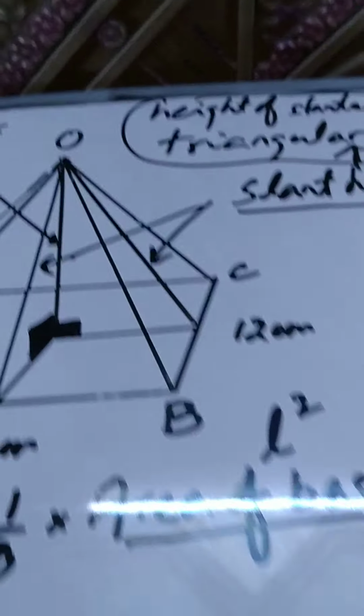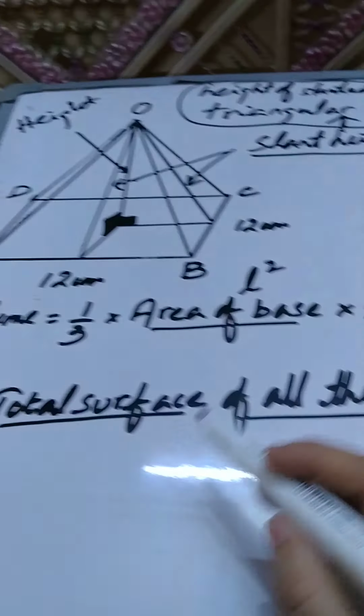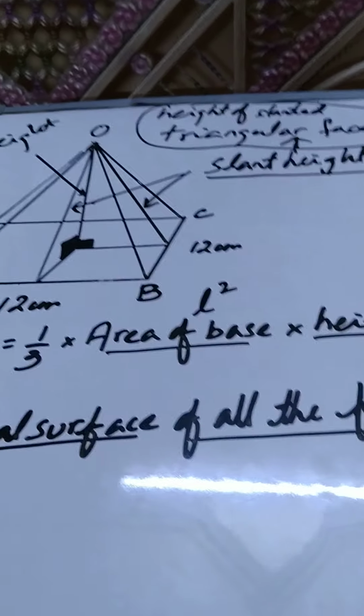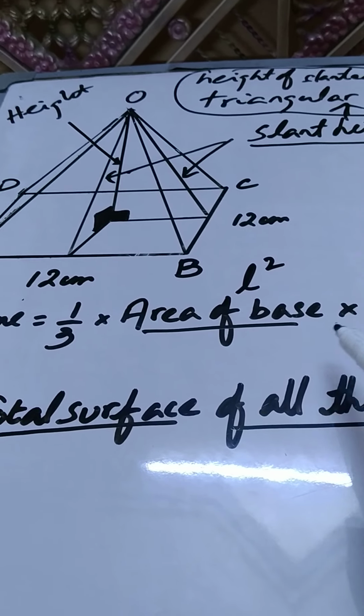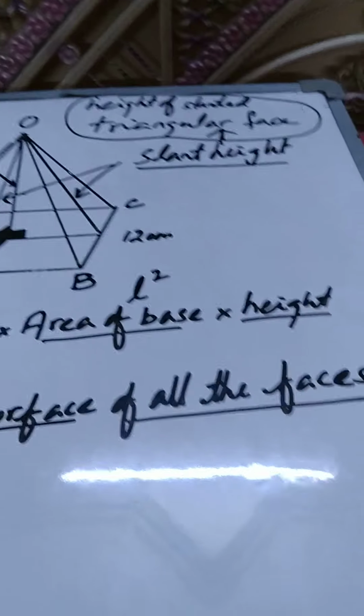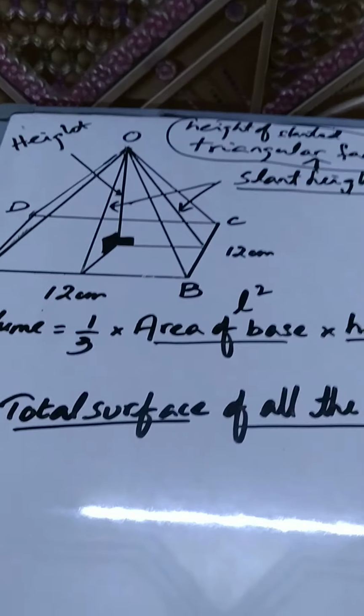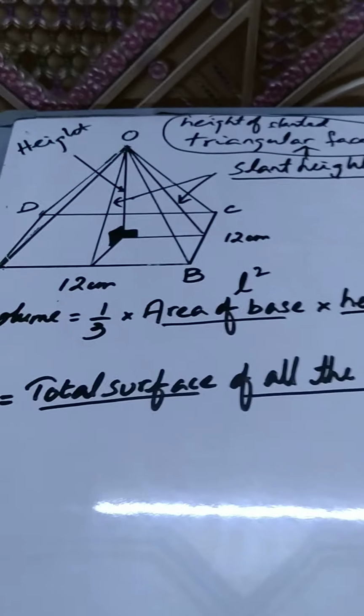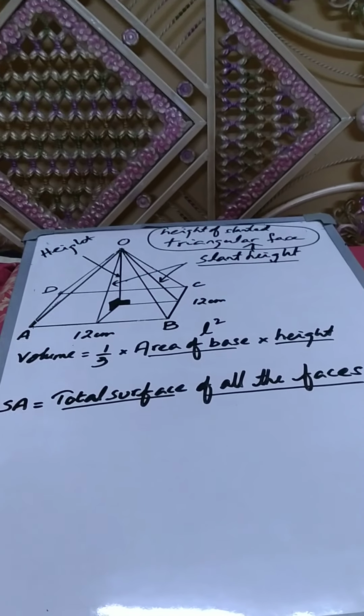of the pyramid. This height is only used when we calculate the total space occupied by the pyramid. So volume is one-third multiplied by the area of the polygonal base, which is a square, L squared, into the height of the pyramid. Always remember, when calculating the volume of a pyramid, we need two things: the area of the polygonal base and the height of the pyramid.